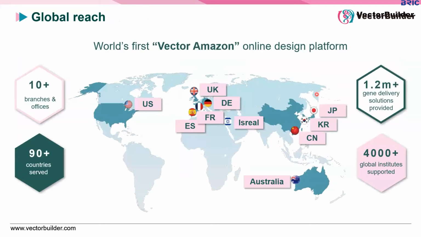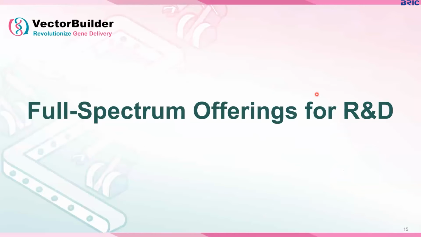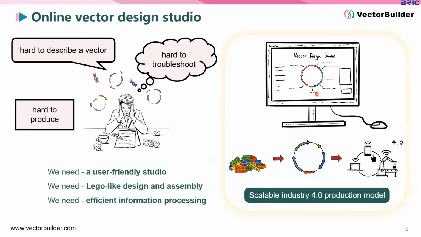So right now, talking about our global reach, thanks to our world's first online vector design platform, Vector Amazon, we have expanded our business all over the world to more than 10 branches and offices. We serve over 90 countries already, supporting more than 4,000 global institutes. We have delivered more than 1.2 million gene delivery solutions. So now let me elaborate a little bit more on our research-grade full spectrum offerings, particularly on a lot of viral vectors. So first, why did we develop our online vector design studio?